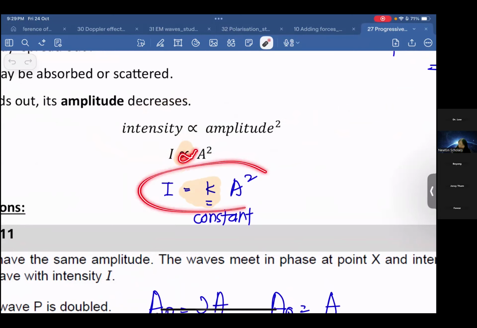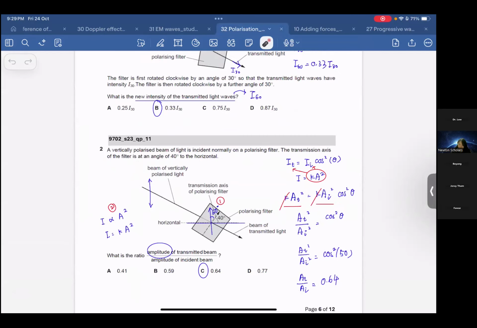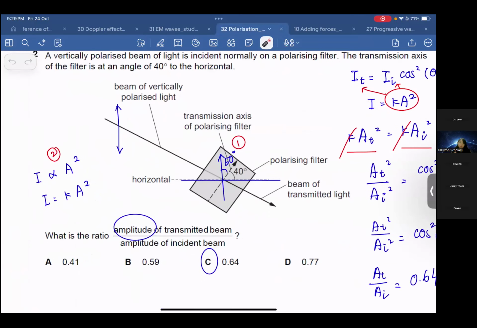So I want to make directly proportional into an equation. So I need to put equal and then I add a constant. So I come back to here. I is directly proportional to A square. I is equal to constant times A square.